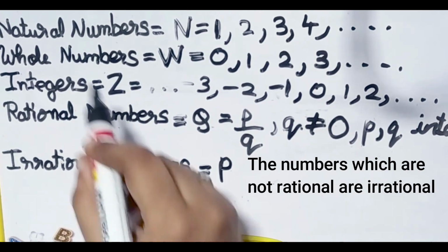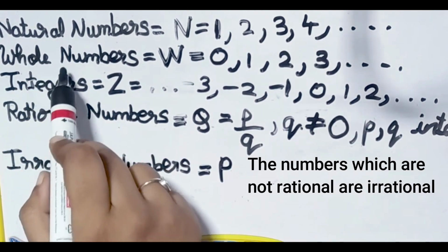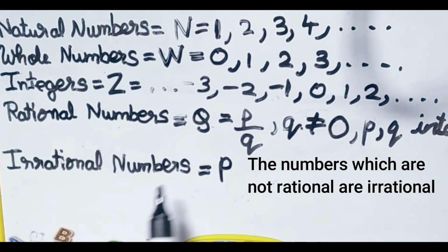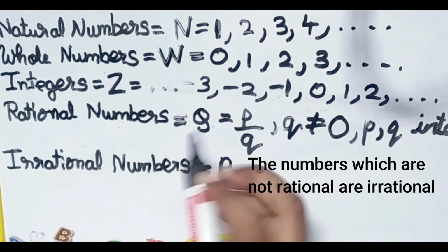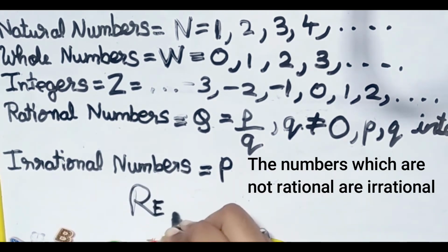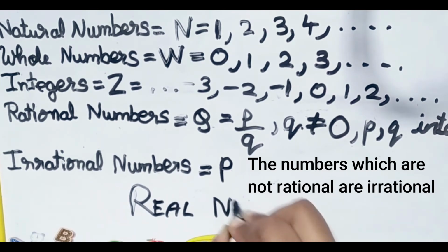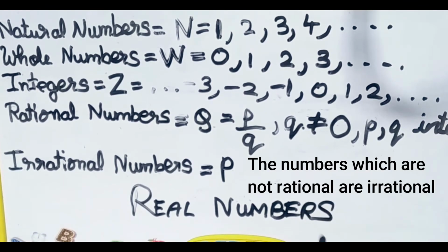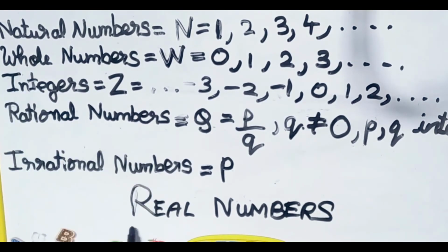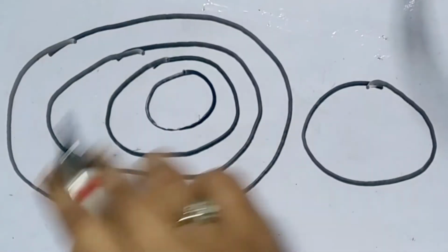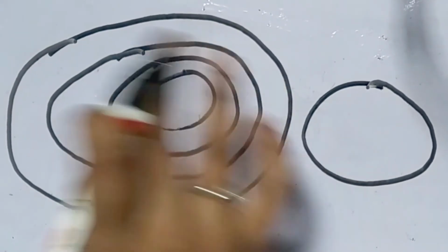Now all these numbers, natural numbers, whole numbers, integers, rational numbers and irrational numbers, together all these numbers are called real numbers, and we denote it by capital R. Now we will see how we can represent all these numbers in this way.